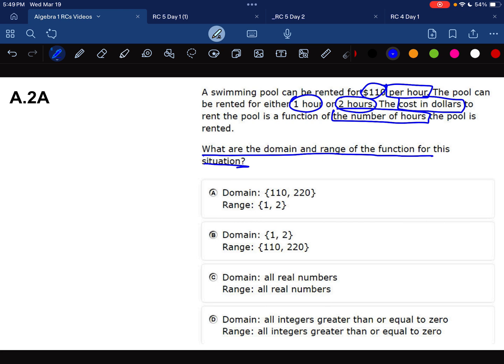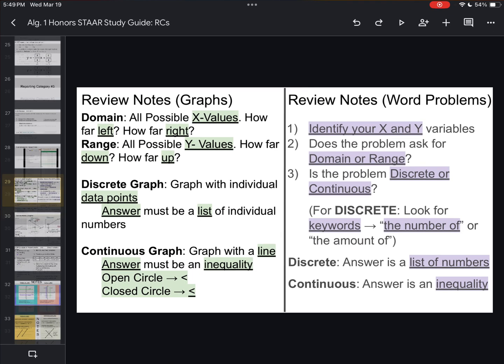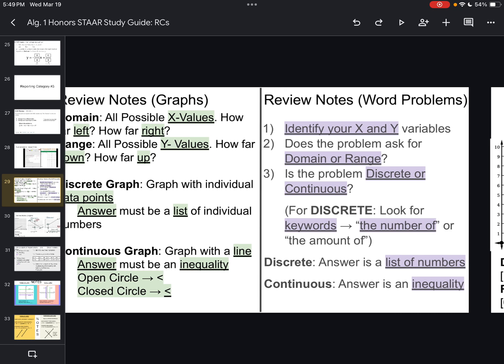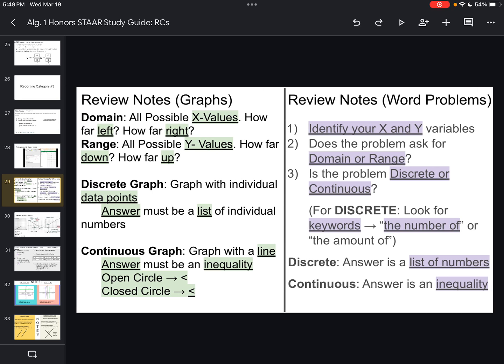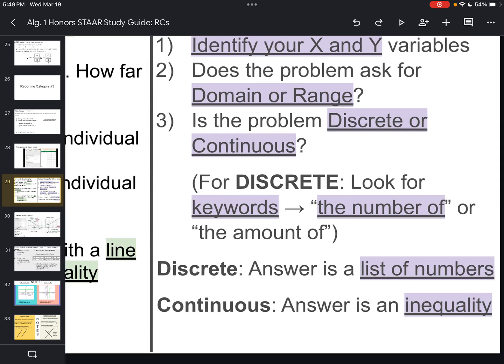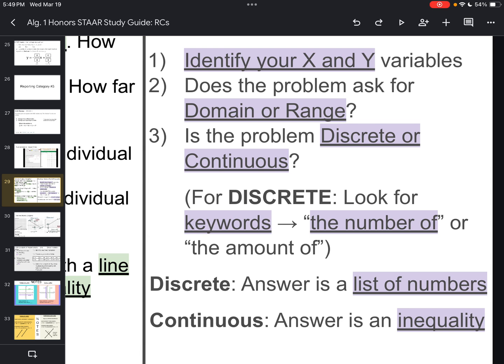So I boxed a key term, number of hours. That's a keyword that lets me know if something's discrete or continuous. So if something says number of hours, number of days, number of weeks, is it going to be discrete or continuous? All right, let's look at our notes. Anytime I see something when it comes to word problems, that keyword says discrete if the answer is a number of. That keyword I am looking for, number of, amount of. And when it's discrete, you write it as a list of numbers.